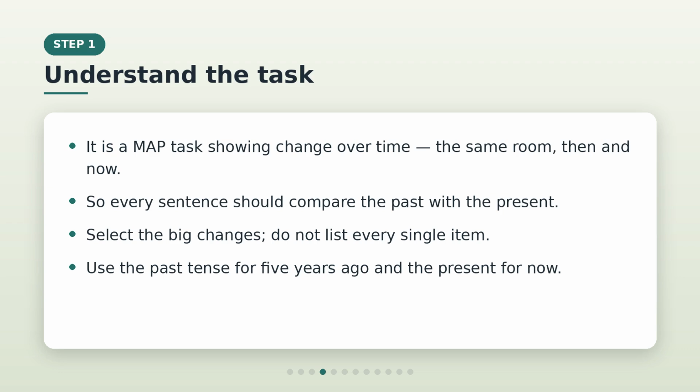This is a map task and it shows change over time. It is the same room 5 years ago and now. So almost every sentence should compare the past with the present. Select the big changes. Do not try to list every single item. And use the past tense for 5 years ago and the present tense for now.